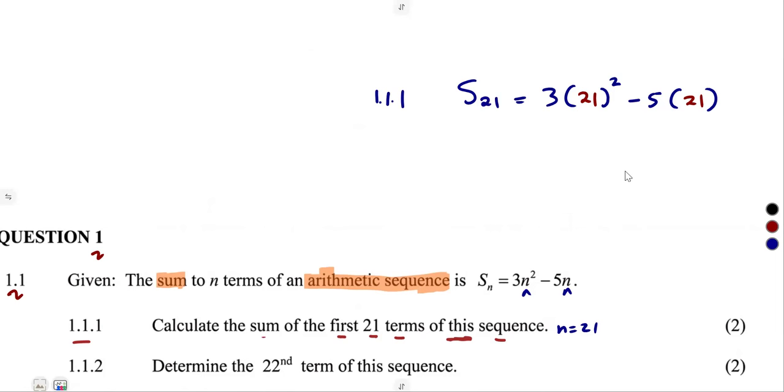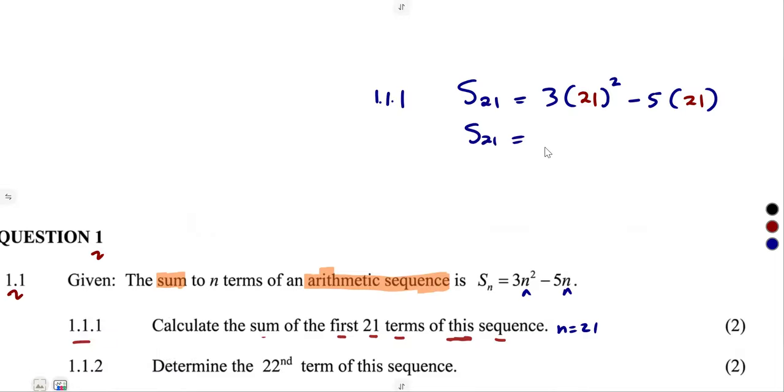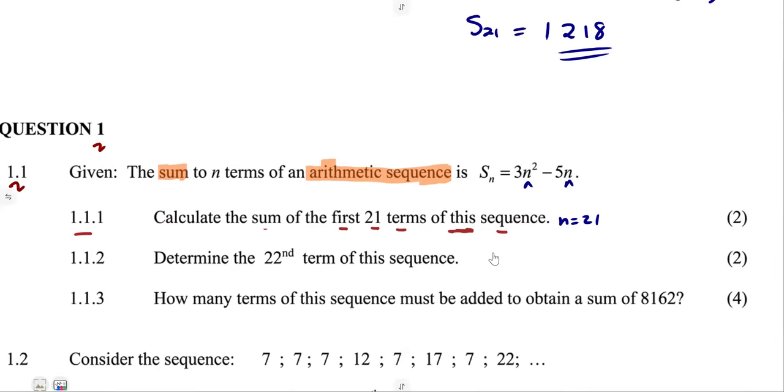Simplifying this, we are going to obtain S21, the sum of the first 21 terms. You can just use your calculator here: 3 into 21 squared, minus 5 into 21. You simplify this. That is going to give us 1,218. So we've got 1,218 as the sum of the first 21 terms.